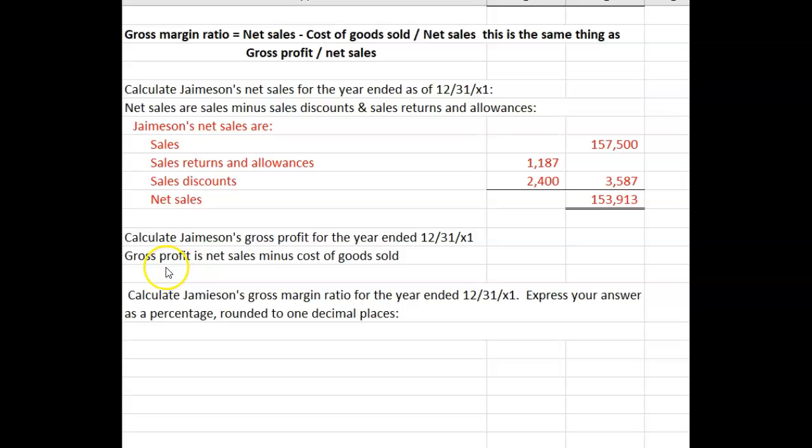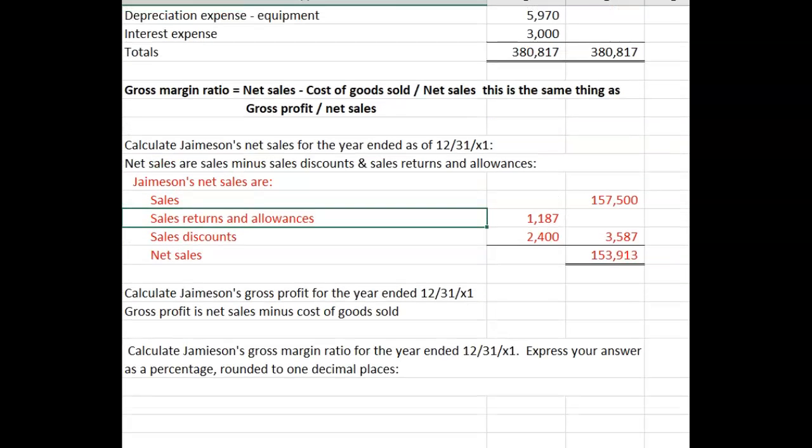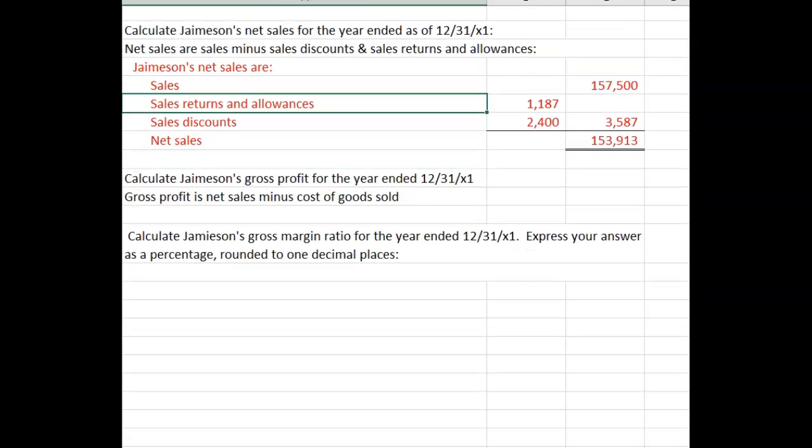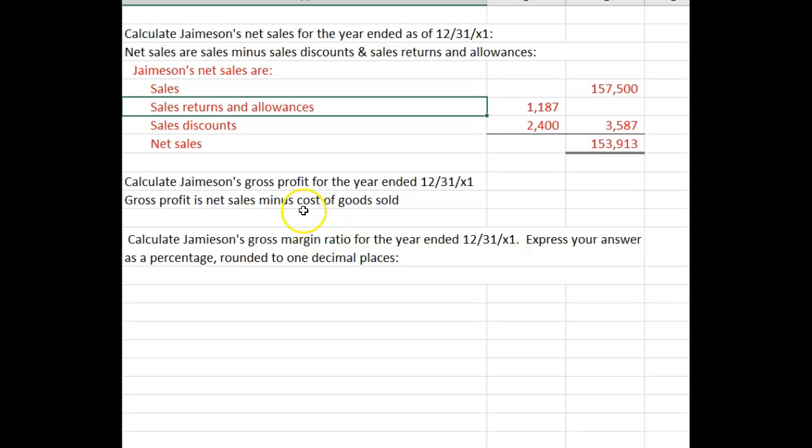Now we should calculate Jamison's gross profit for the year ended 12/31/X1. And remember that gross profit is net sales minus cost of goods sold. We already know what net sales is. We need to subtract from that Jamison's cost of goods sold. And cost of goods sold was $92,350. So go ahead and calculate Jamison's gross profit for the year ended 12/31/X1.